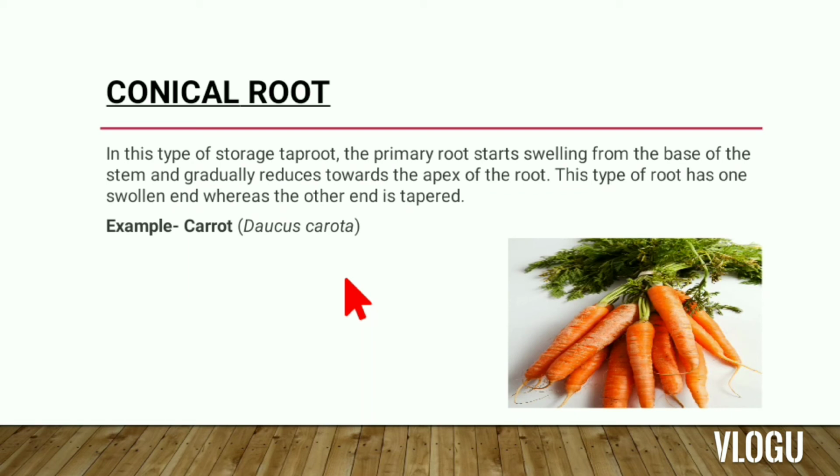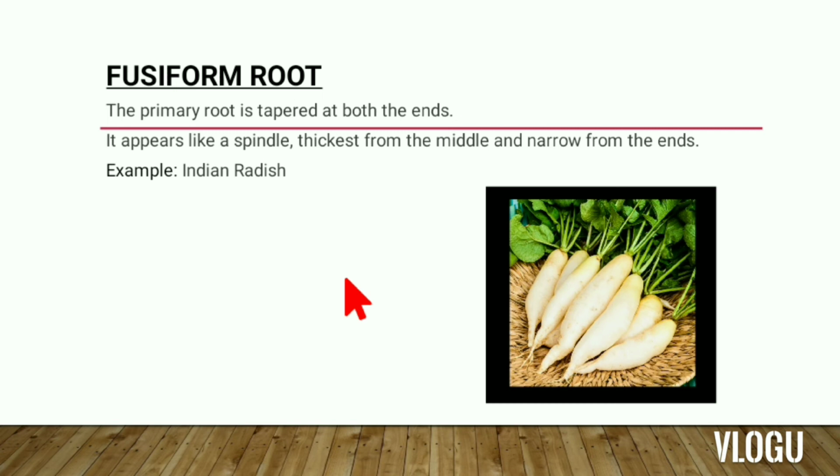It means such kind of root modifications are seen in our day-to-day use vegetable, which is carrot, that is Daucus carota. The next one is the fusiform root. In the fusiform root, again there is a storage of accumulation of the food materials, but the striking difference between the first one and this fusiform root is that both the ends of the root will be tapered, which is narrower.